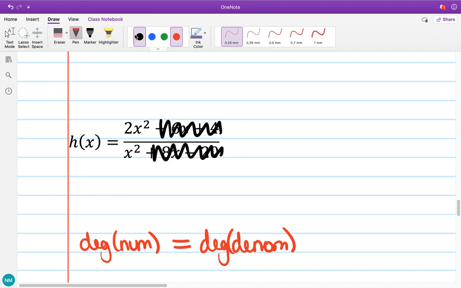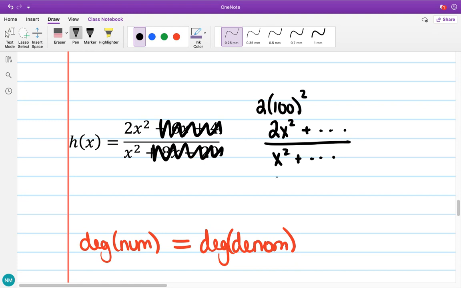But so I have 2x squared plus blah, blah, blah over x squared plus blah, blah, blah. So as we get bigger and bigger and bigger, let's say I put 100 in, and I get 2 times 100 squared, and this is just 100 squared. They're both growing at the same rate, right? This will be 100 squared, 1,000 squared, a million squared. This will also be 100 squared, 1,000 squared, a million squared.